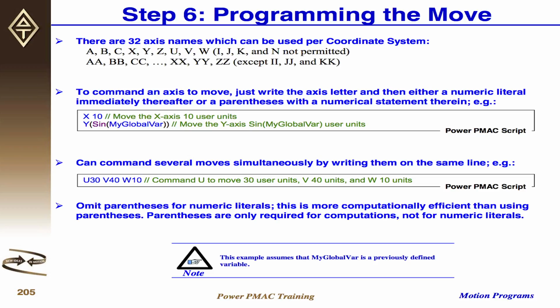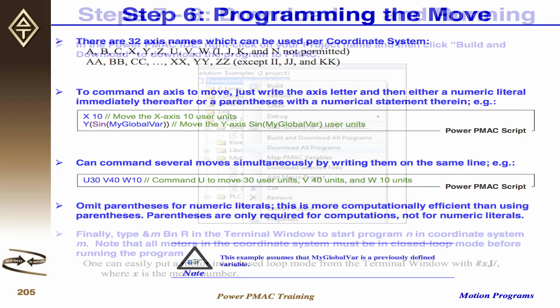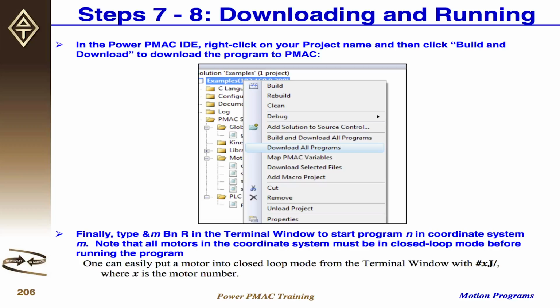I mentioned before that if you want to command several moves to execute synchronously, you put all the axes on the same line. But I didn't mention you can also programmatically compute the distance that you're commanding. All the previous examples have used numeric literals in the axis move statement, like x10. But you can also encapsulate the axis move distance in parentheses and then compute it. Here we're writing y, parenthesis, sine of my global var, and the result of the expression will be used as the distance you're commanding to y. The last step is just to download and run the program, like I've explained before.